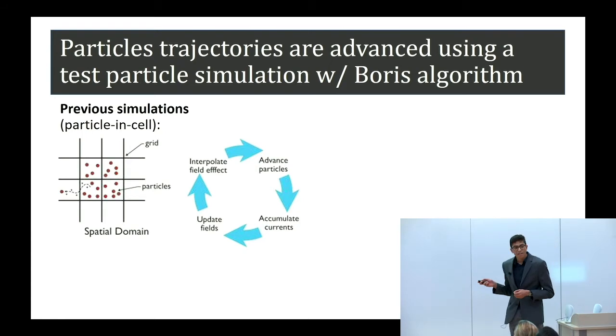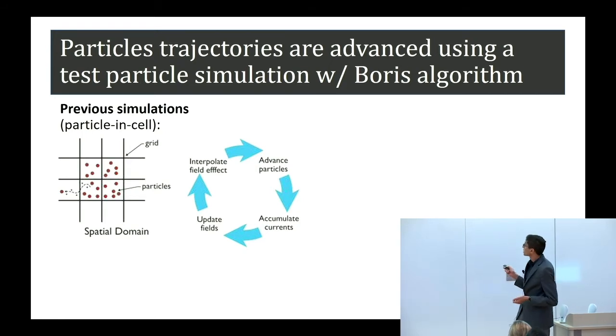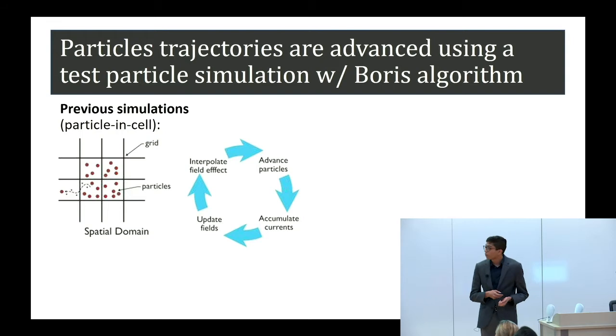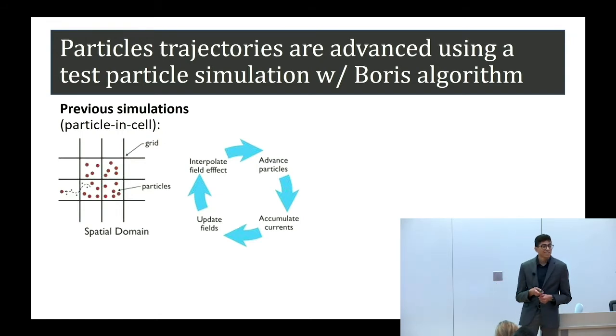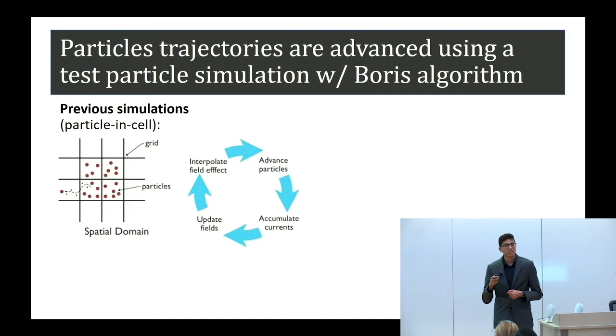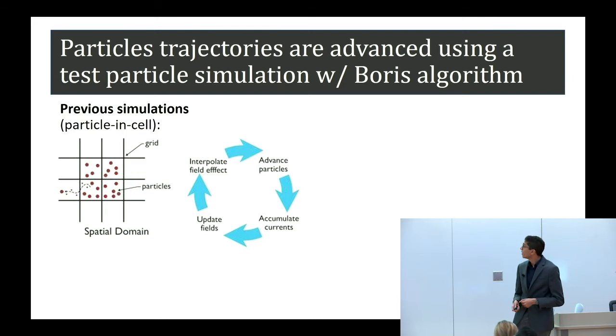Previous simulations have been what's called a particle-in-cell simulation. That's a simulation where particle trajectories and energies are tracked over all space, but quantities like electromagnetic fields that control these particles are calculated at grid points. Now, this has the advantage of getting all the physics right and making sure all the equations are self-consistent, but it comes with a huge computational cost, and so previous simulations have been limited to 2 dimensions.